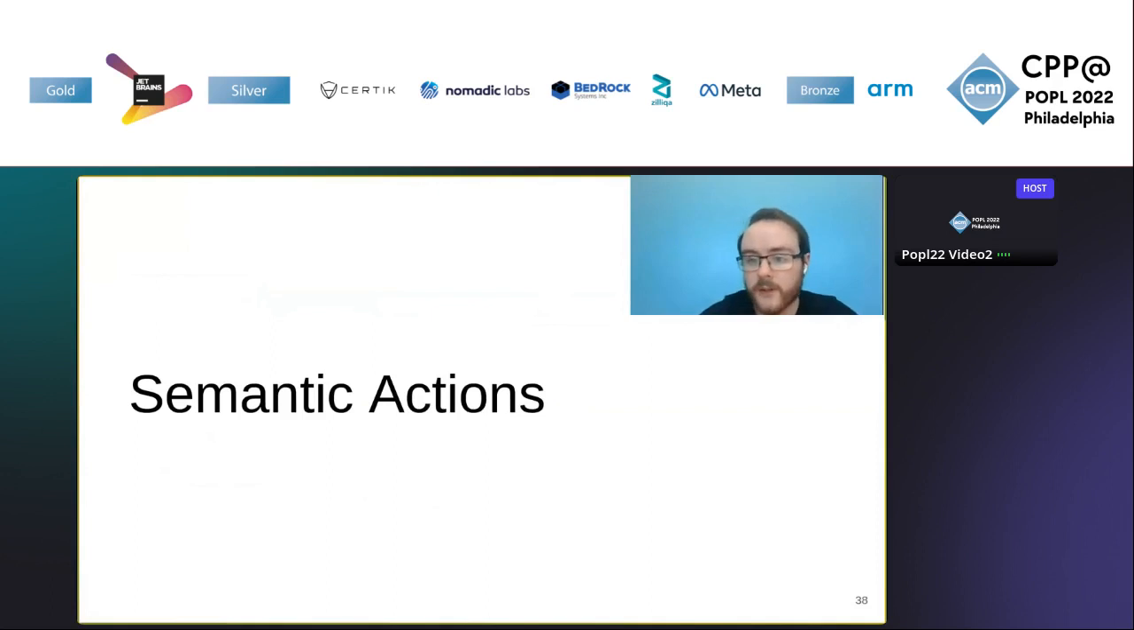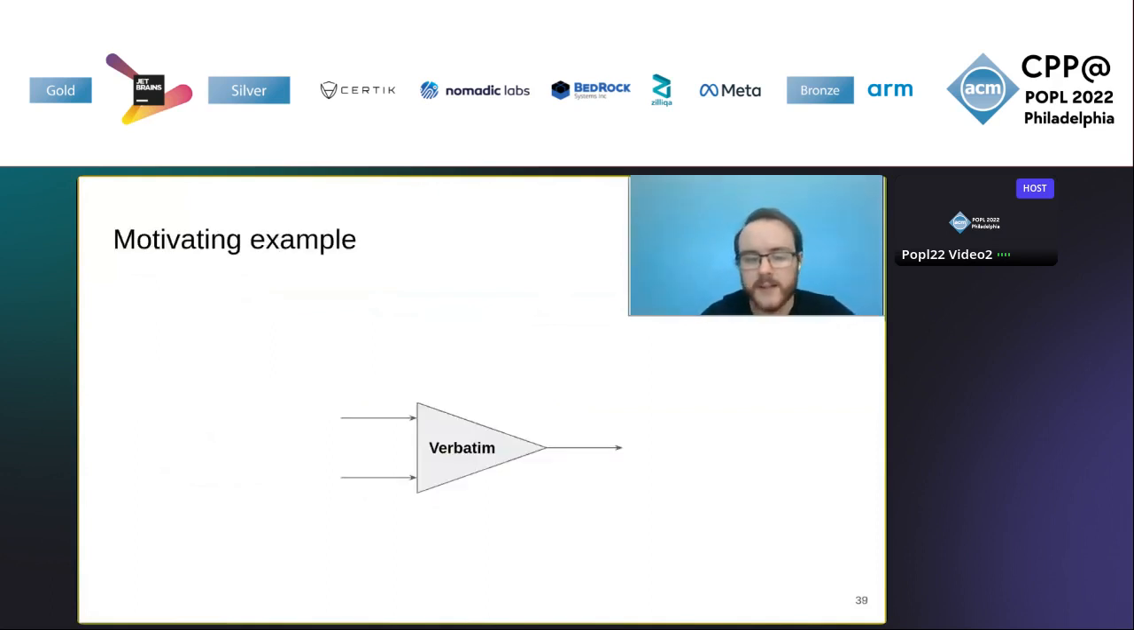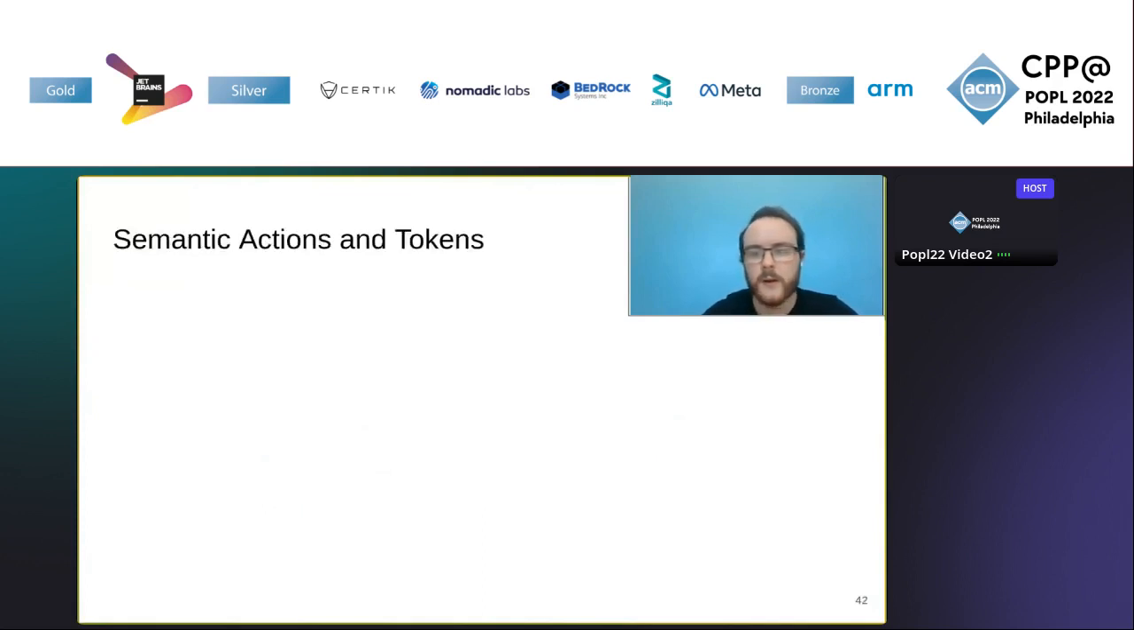Now I'll tell you about some additional functionality added by semantic actions. Here's a motivating example. Let's say that Verbatim needs to lex a sum of digits, for instance, 2 plus 2. Verbatim, as I've explained it so far, would just produce these labeled strings. But wouldn't it be nice if instead of the string 2, we had the integer 2? And that's exactly what this improvement to functionality allows us to do.